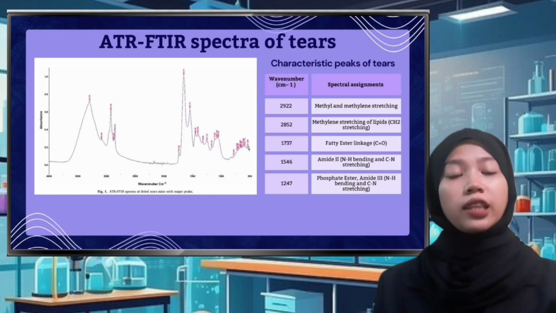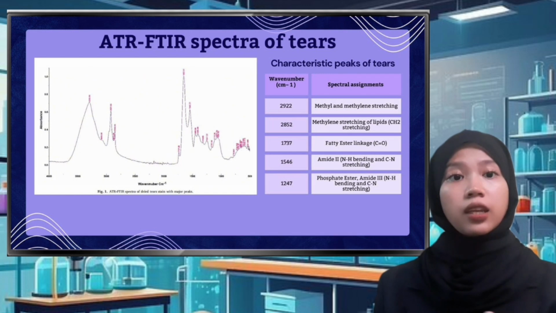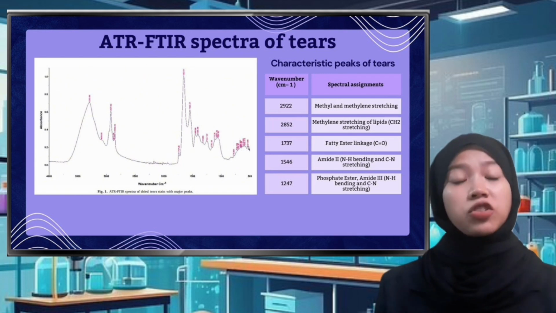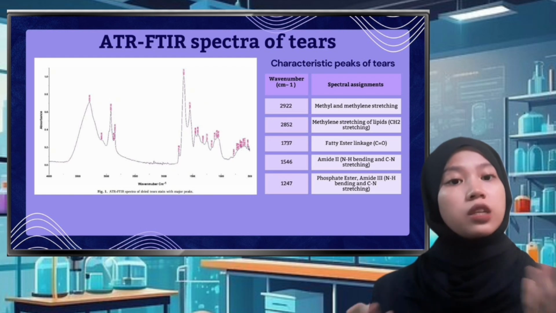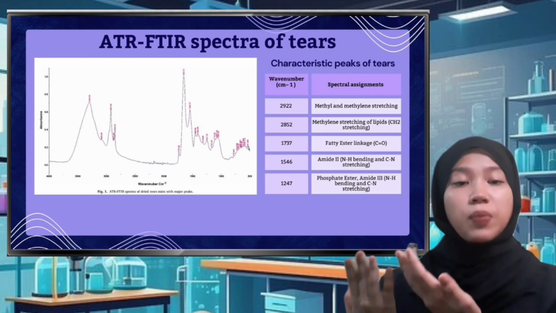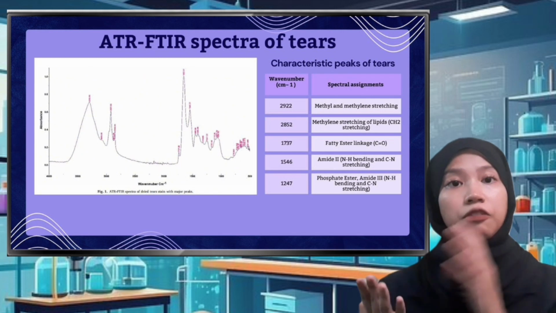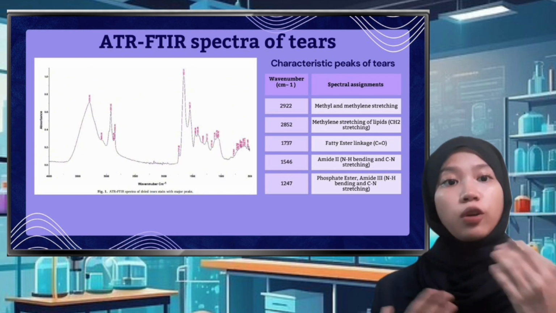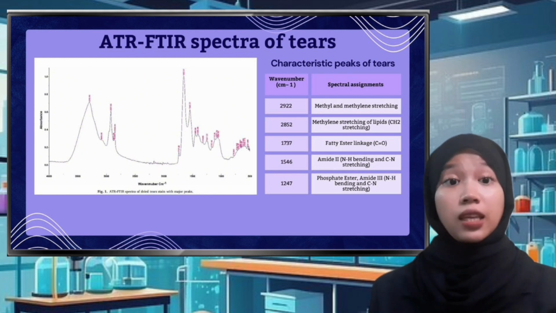Firstly, in order to identify a stain as a tear stain, we must first know the characteristic peaks in the spectra of tear stains that would discriminate them from other bodily fluids. Based on this standard spectra of tears, there are 5 distinct peaks that could be observed in determining tear stains.